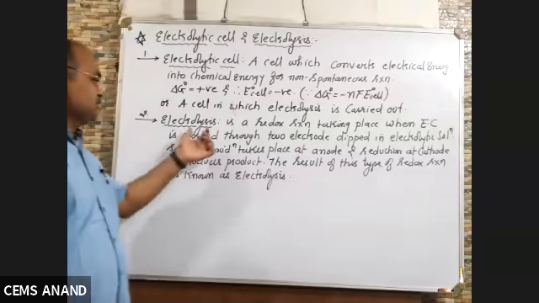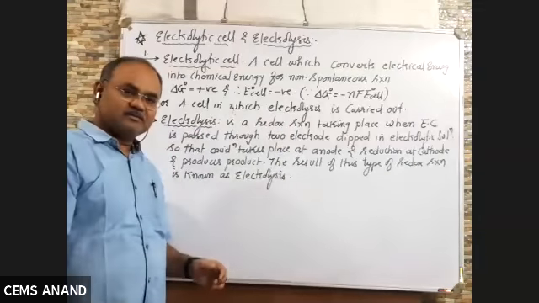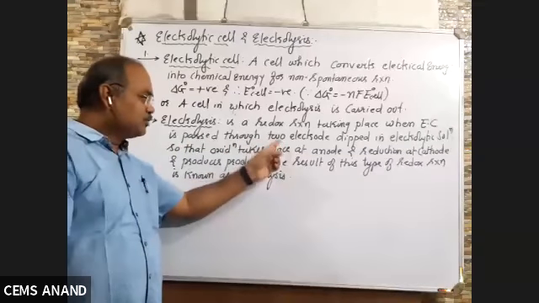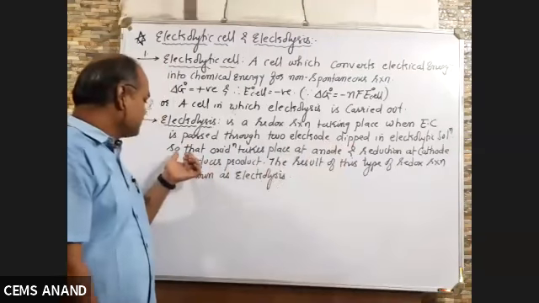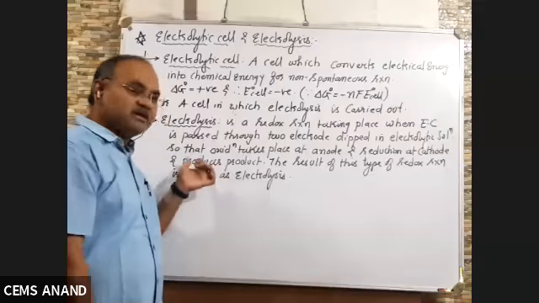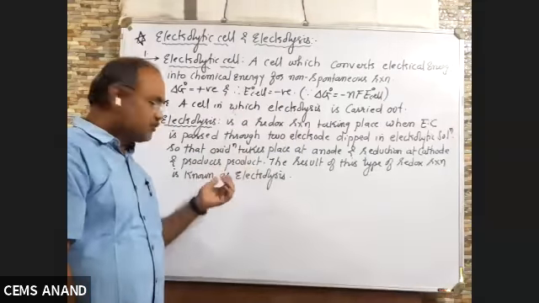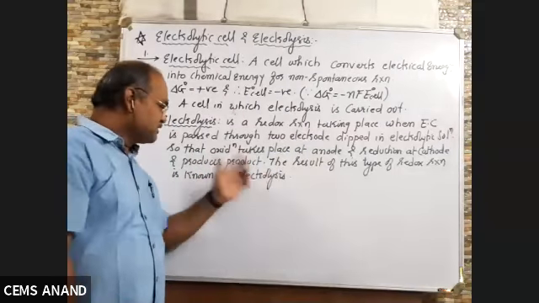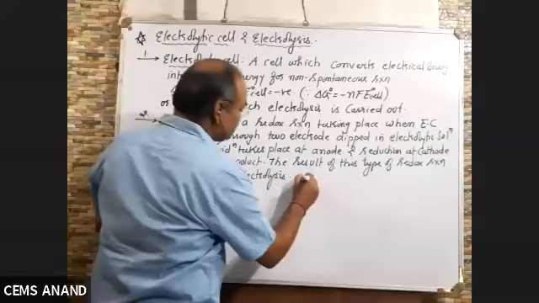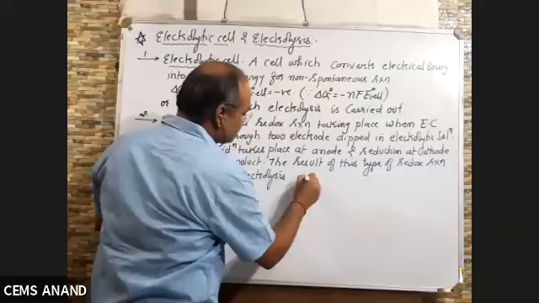So what is electrolysis? It is a redox reaction taking place when electric current is passed through two electrodes dipped in an electrolytic solution so that oxidation takes place at anode and reduction takes place at cathode and liberates the product. The result of this type of redox reaction is known as electrolysis. For example, water.